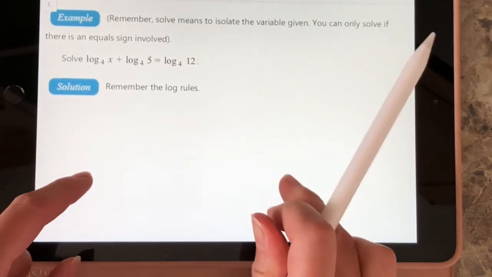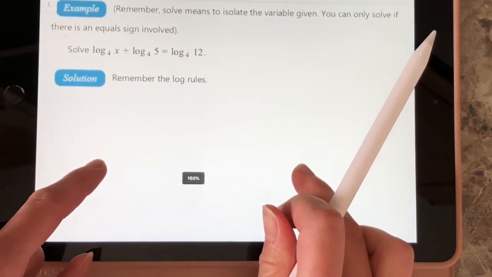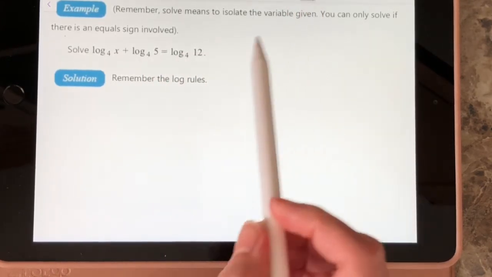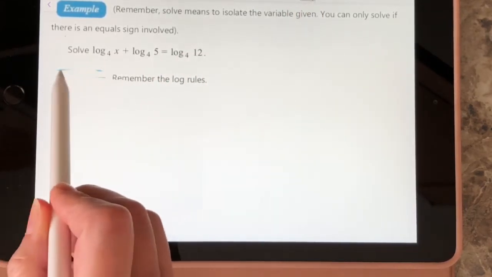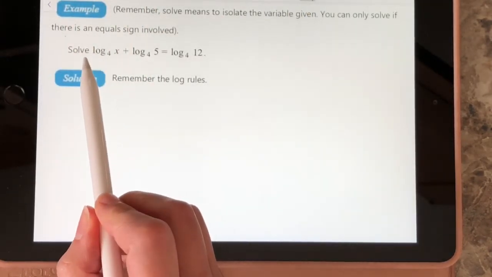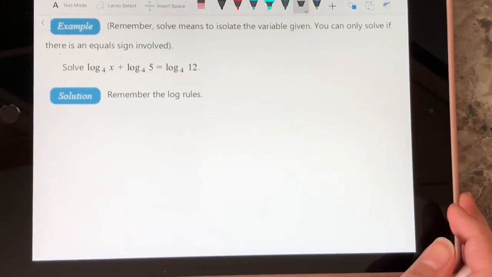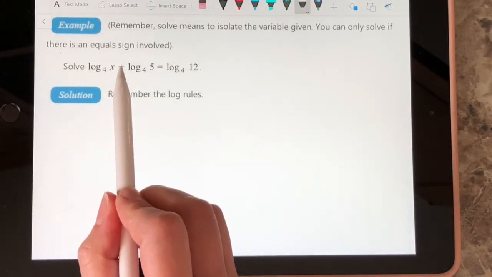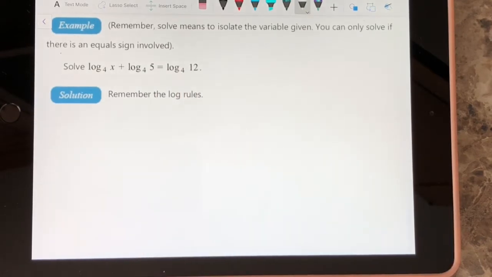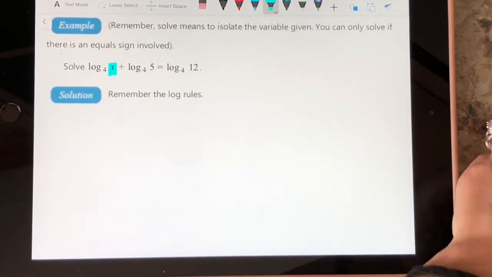All right, so let's get back to this example, and let's do this first one. Solve means to isolate the variable given. You can only solve if there's an equal sign, which in this example there is. I'm going to give you a second to write this down or pause it to write it down. It says solve log base 4 of x plus log base 4 of 5 equals log base 4 of 12. So what are we solving for here? We're solving for the unknown variable, which in this case is x.